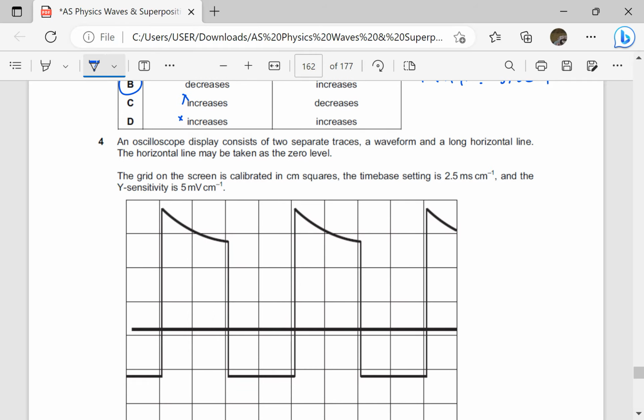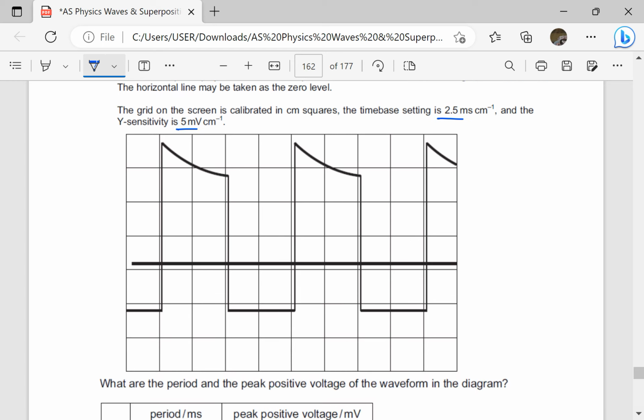An oscilloscope display consists of two separate traces, a waveform and a long horizontal line. The horizontal line may be taken as the zero level. The grid on the screen is calibrated in centimeter squares. The time base setting is 2.5 milliseconds per centimeter, and the Y sensitivity is 5 millivolts per centimeter. What are the period and peak positive voltage of the waveform?